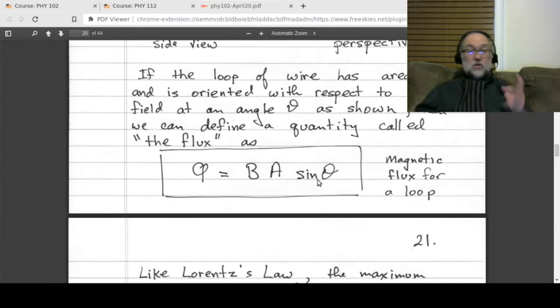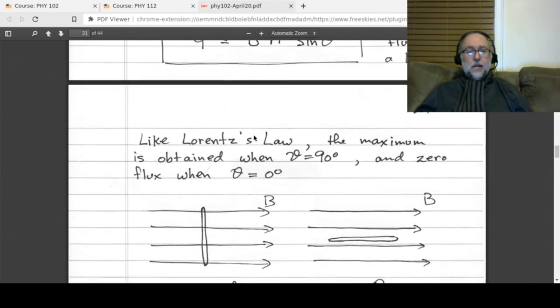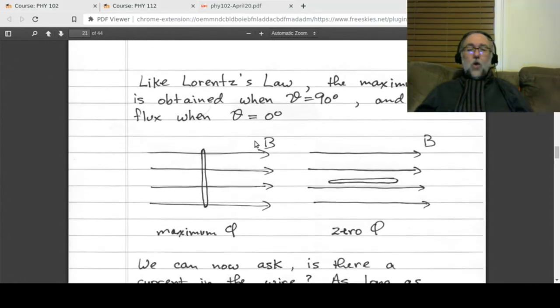Now, at this point, there's nothing about any kind of induced current, okay? If the B field doesn't change and A doesn't change and theta doesn't change, there's a flux there, but there's going to be no current inside the wire. All right. So, I guess I should just point out this diagram. I kind of alluded to it, but you see here.